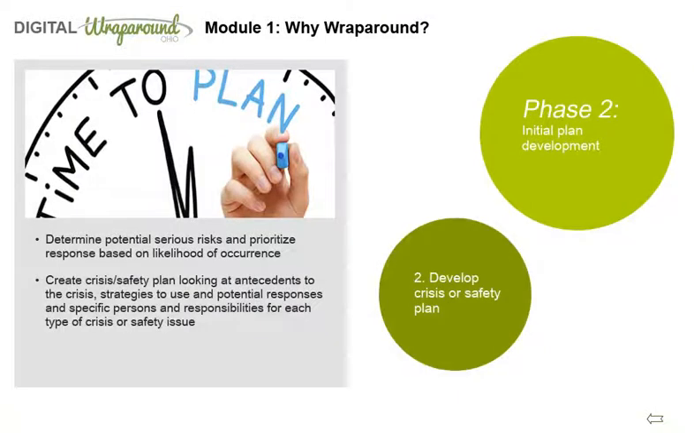Creating a crisis or safety plan. The facilitator guides the team in identifying any crisis or safety issues and creates a prevention plan or proactive safety plan as warranted. Determine potential serious risks and prioritize response based on likelihood of occurrence. Create a crisis or safety plan, looking at antecedents to the crisis, strategies to use, and potential responses, and specific persons and responsibilities for each type of crisis or safety issue.